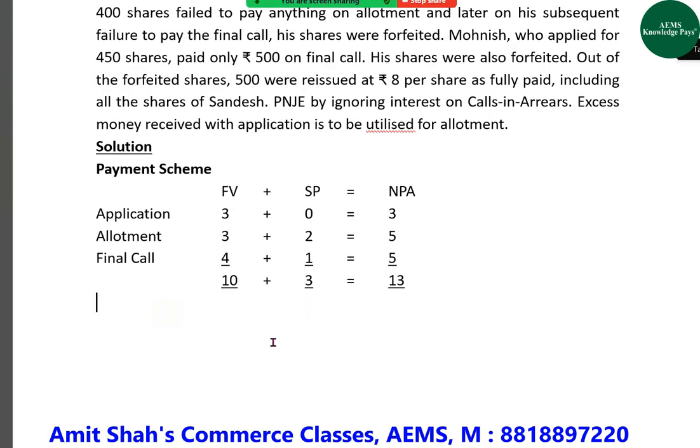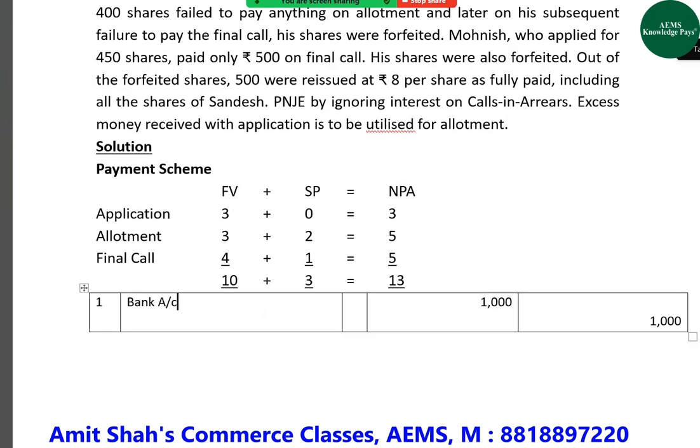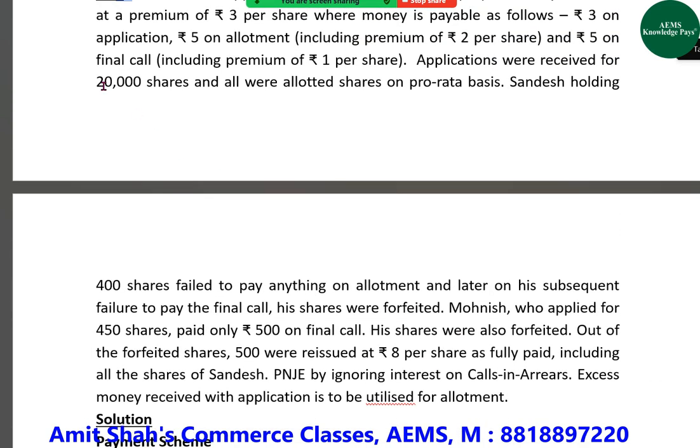So guys, our first journal entry here would be: bank account debit to share application account for 60,000 rupees, because applications have been received for 20,000 shares.